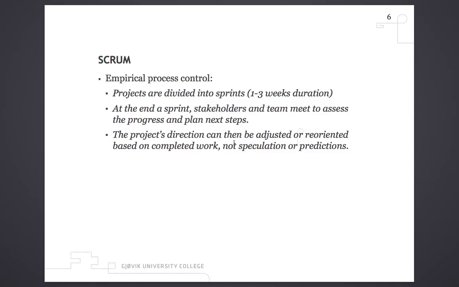Scrum. It's called empirical process control. Projects are divided into sprints. I'm getting quite practical here. What features do we have in Scrum? Okay, we have projects and they are divided into sprints. And one sprint typically has a duration of 1 to 4 weeks. You can have 1 to 3 weeks, it says there. You can have 4 weeks as well.